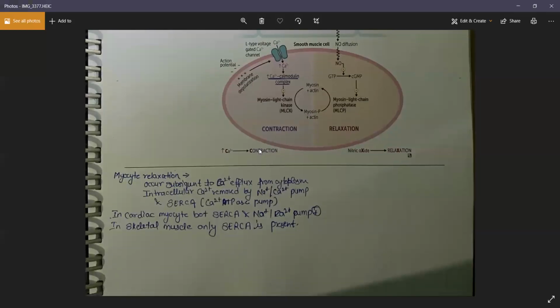For the relaxation in the skeletal muscles, you're having this SERCA, which is sarcoplasmic reticulum calcium channels, and they will cause an influx of the calcium from cytoplasm into the sarcoplasmic reticulum, right? While in case of cardiac myocytes, they have both the SERCA as well as the sodium calcium pump. Remember the sodium calcium pump, which will cause the efflux of the calcium and the influx of the sodium, right? So in case of cardiac myocytes, you both have the SERCA as well as the sodium calcium pump, right? But in case of skeletal muscles, you only have the SERCA.